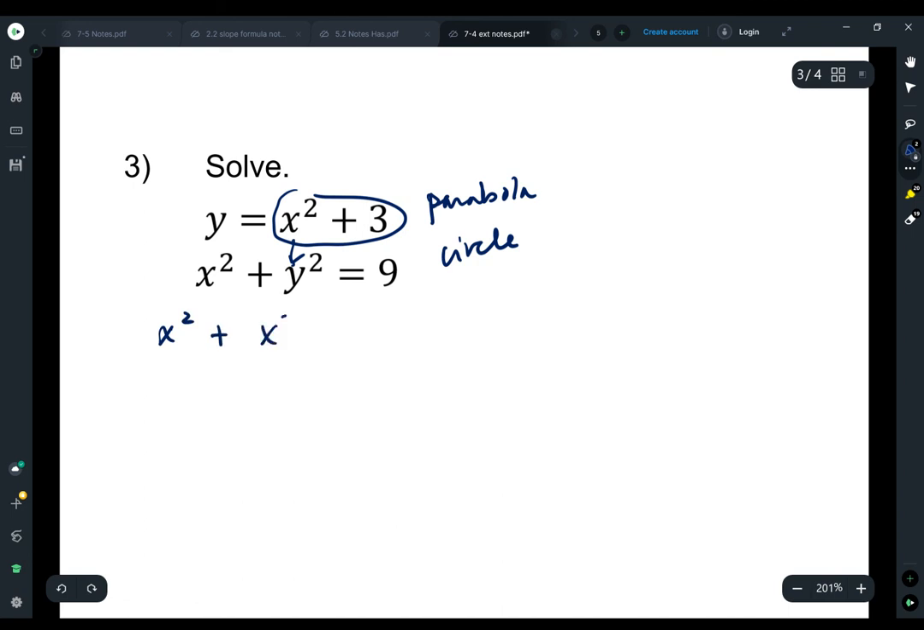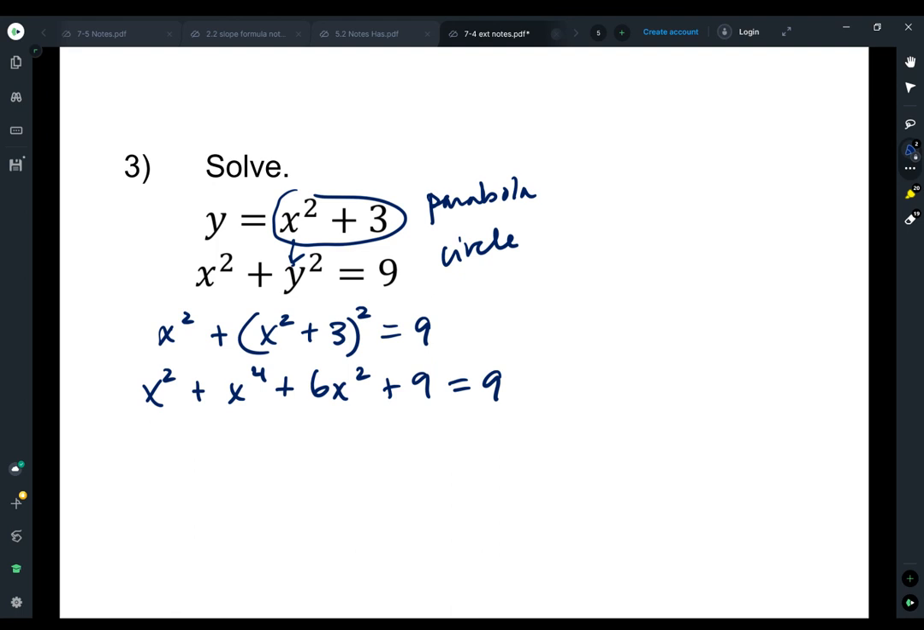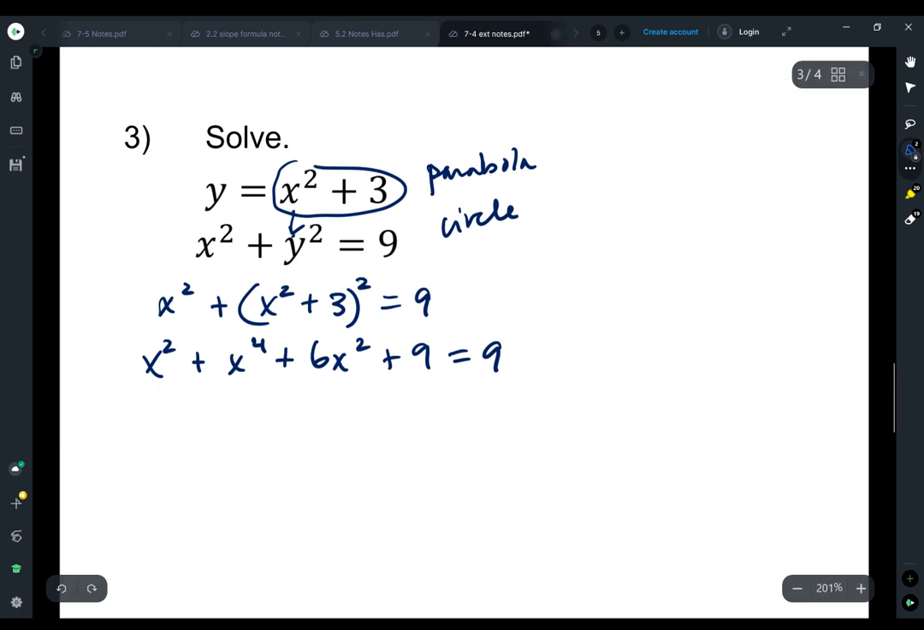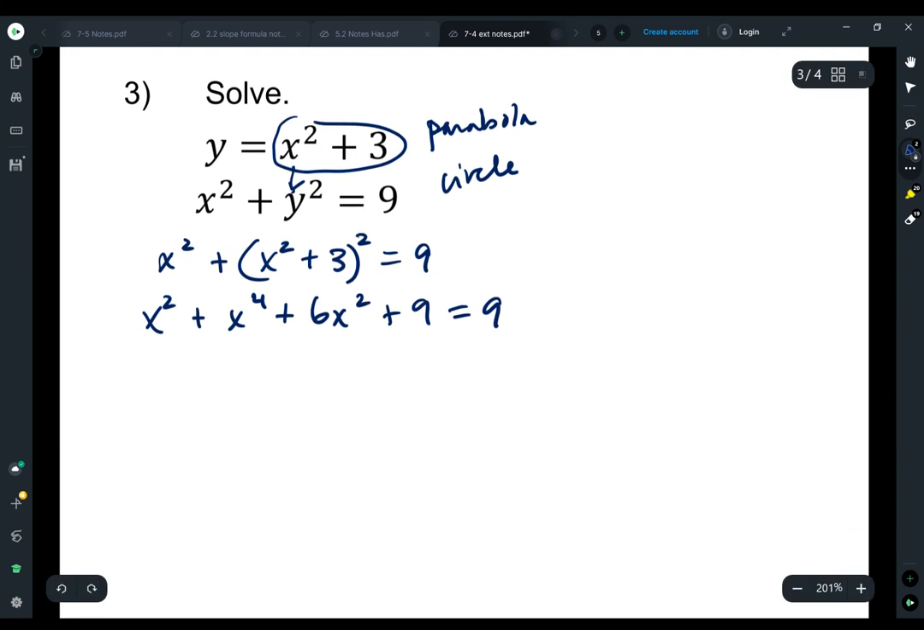I'm plugging in everything for y, x squared plus 3, and then I'm having to square that. When I square that binomial, I'm going to get an x to the fourth and a 6x squared and a 9. It's not that I can't solve that, but it's kind of ugly with x to the fourth power. So I want to look at our other options. We could still go for substitution. And I just want to write here, there is an easier way.